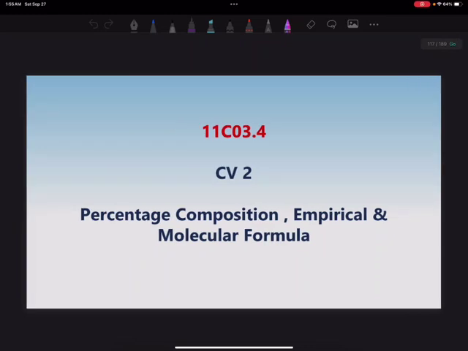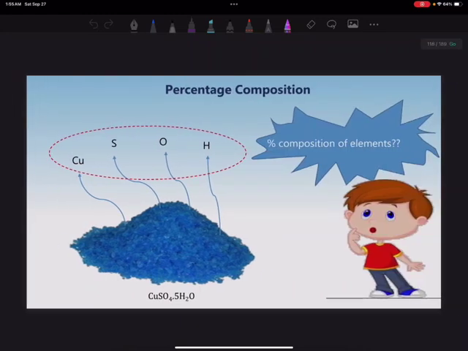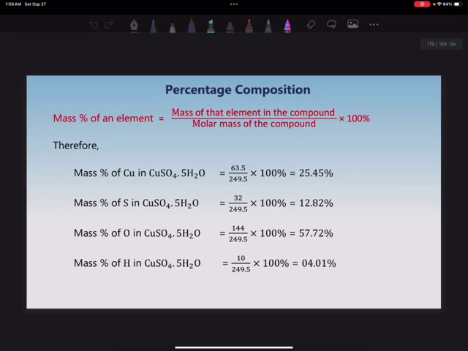Let's learn about the percentage composition, the empirical and the molecular formula. Okay. The percentage composition is basically, if you talk about NaCl, now if a question comes up asking how many percent of chlorine is present in sodium chloride. So to calculate the percentage composition, there is a certain approach to it.